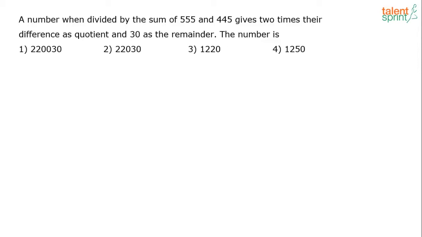Quick. A number when divided by the sum of 555 and 445 gives 2 times their difference as quotient and 30 as remainder. What is the number? Option 1 is the answer. Good. Chandrahas has got the answer.